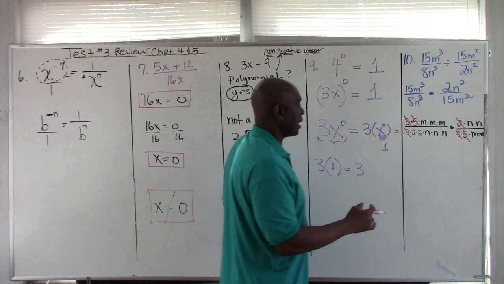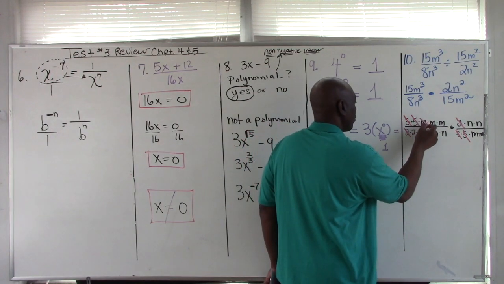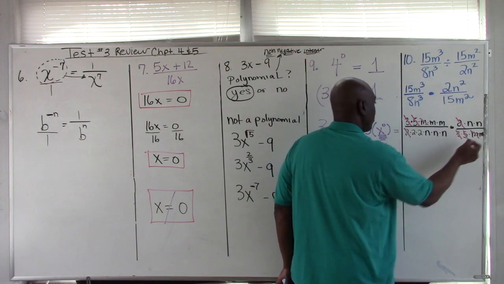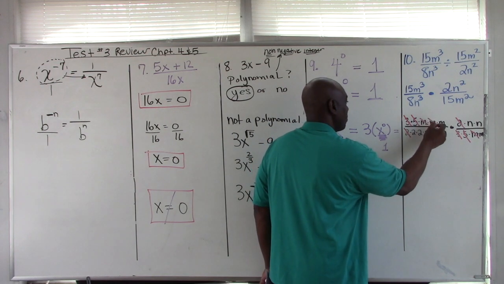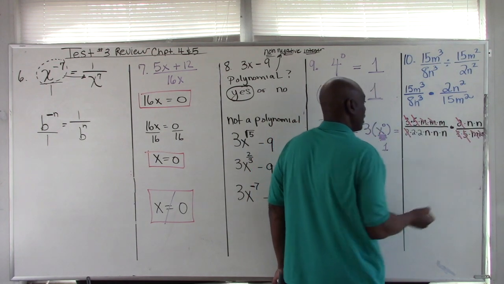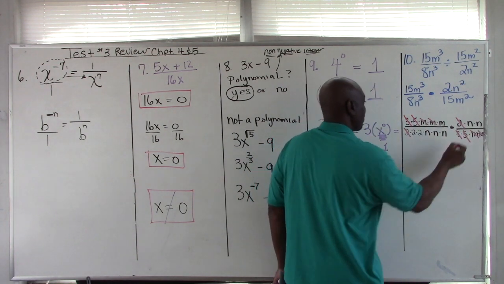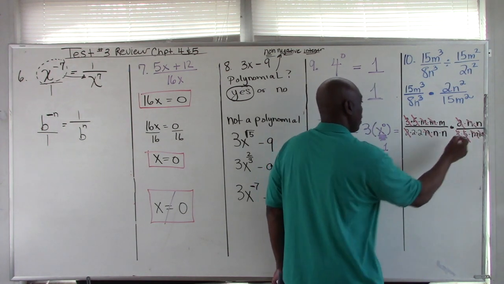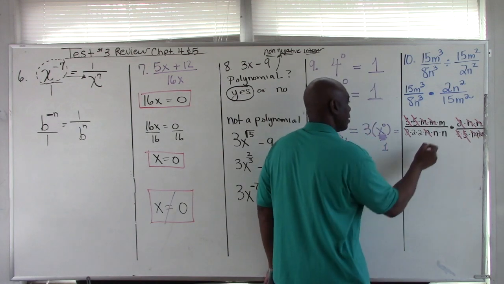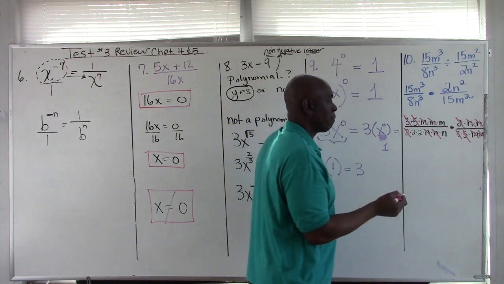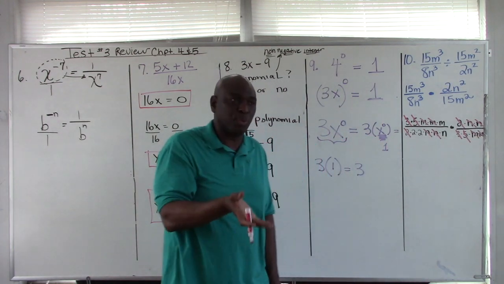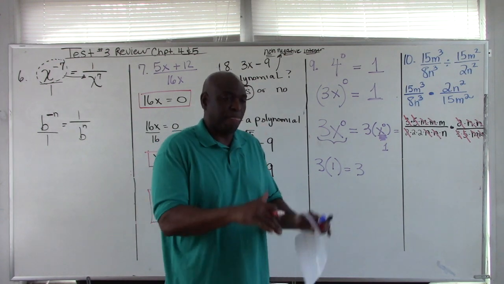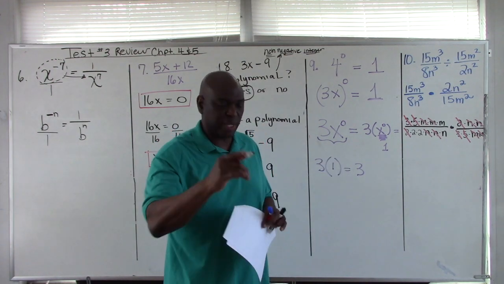Let's keep on doing that. I have an m up top, m down low. Another m up top, another m down low. An n up top, n down low. Another n up top, n down low. Once there's nothing else to cancel, whatever's left over is your answer.